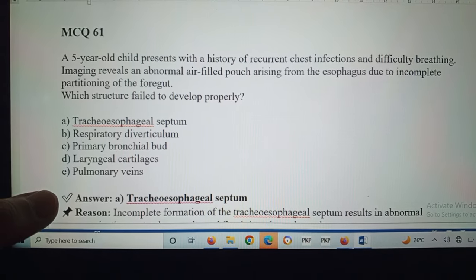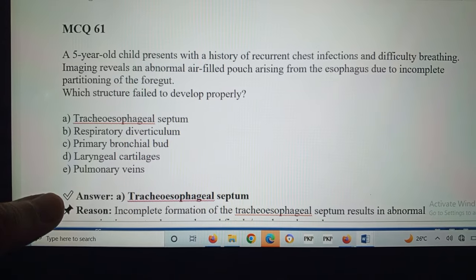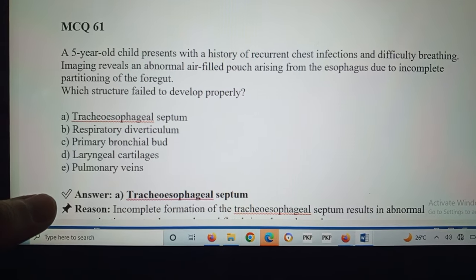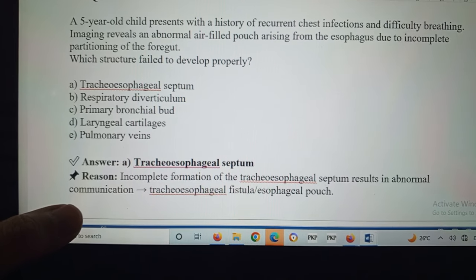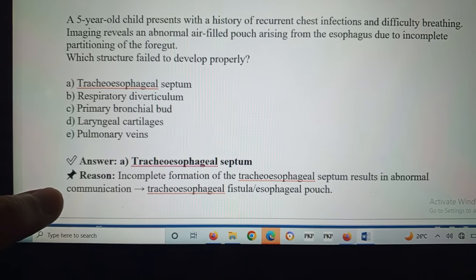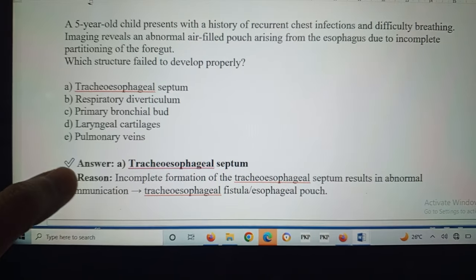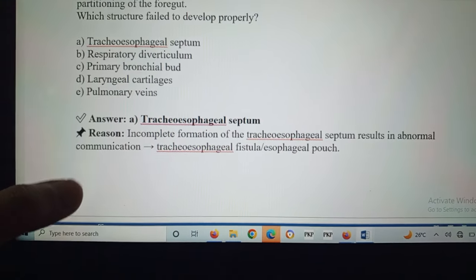A 5-year-old child presents with a history of recurrent chest infections and difficulty breathing. Imaging reveals an abnormal air-filled pouch arising from the esophagus due to incomplete partitioning of the foregut. Which structure fails to develop? Tracheoesophageal septum. Incomplete formation of the tracheoesophageal septum results in abnormal communication.